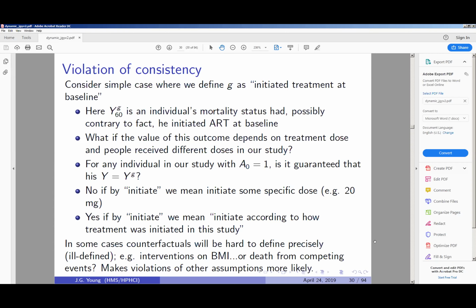And actually, it's been made clear in some nice papers by Miguel Hernan that when you have violations of consistency due to ill-defined interventions, the violation of other assumptions like exchangeability and positivity become more likely. I don't have these papers here on the slide, but there's a nice one called Does Water Kill? And another one, the first author is Sarah Taubman with Miguel, that's on BMI interventions.